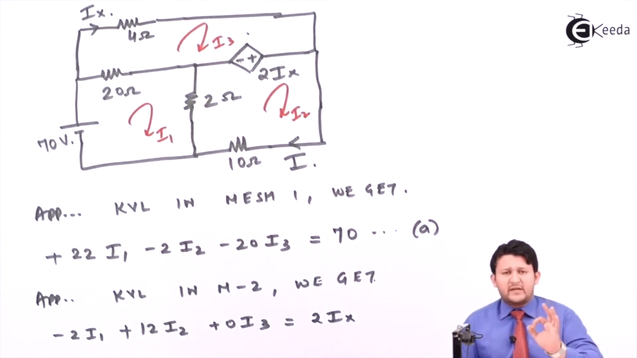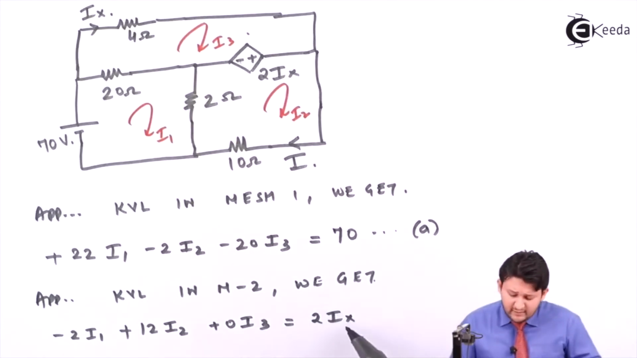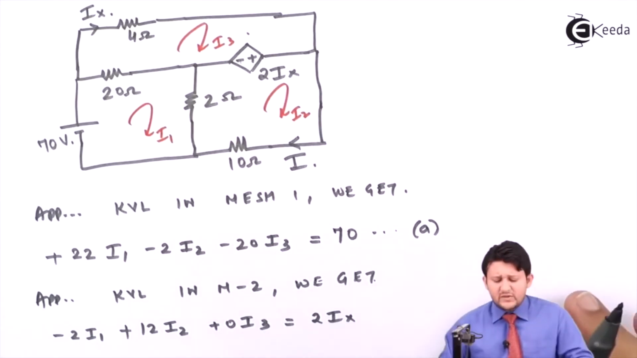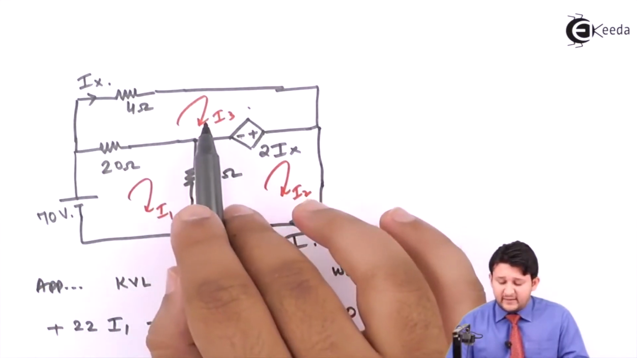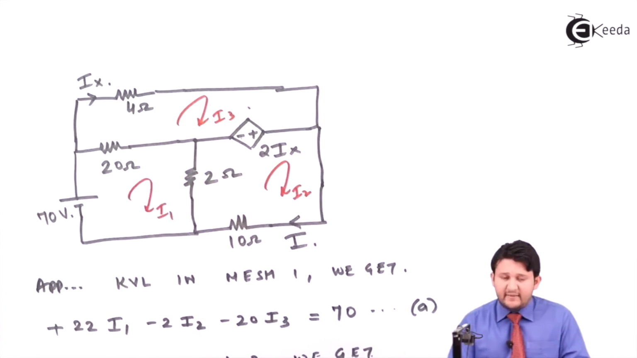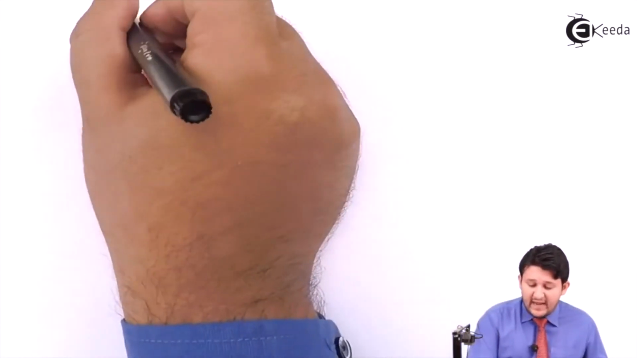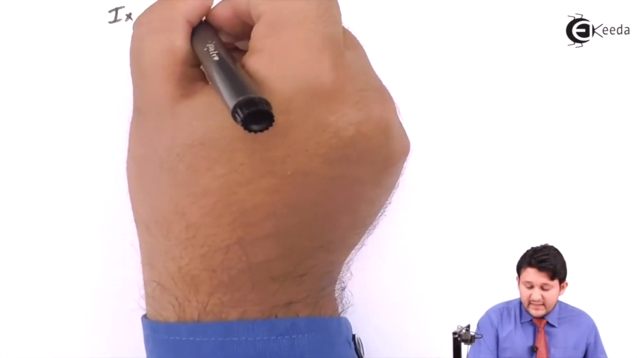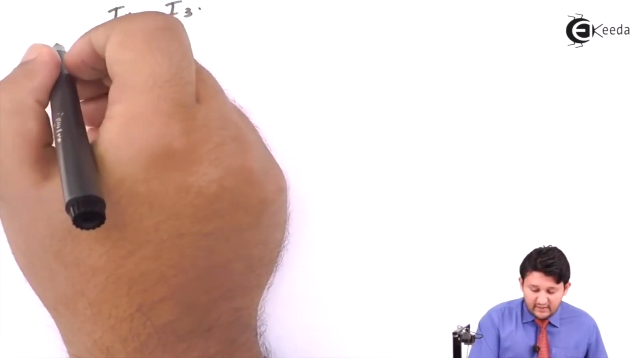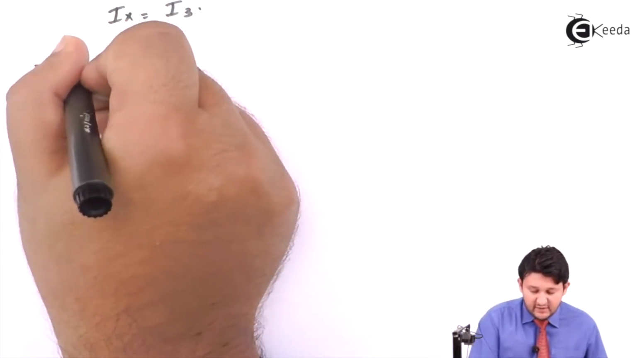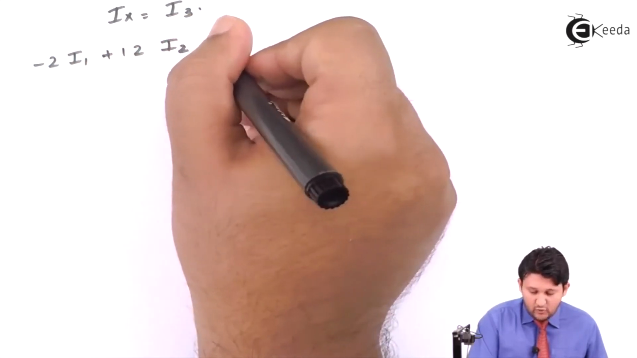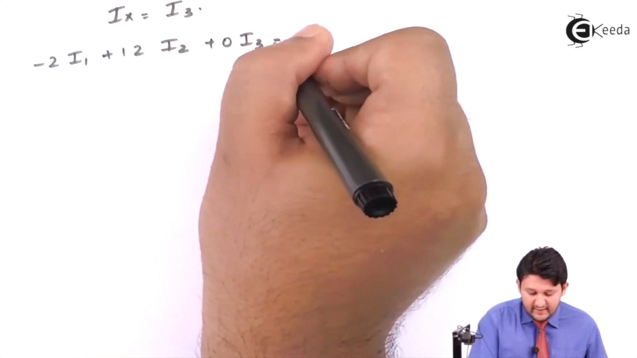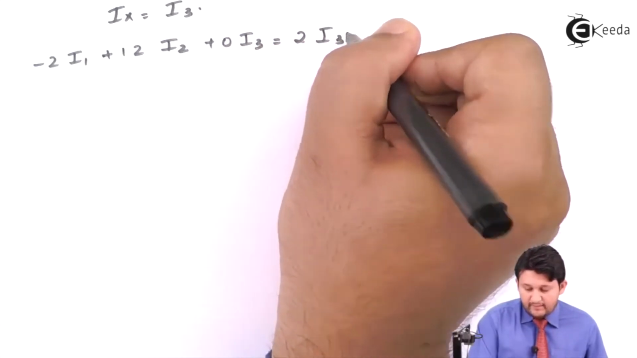Everything in the equation should be in terms of unknowns, right? So what extra term are you getting? Ix. So let's remove it. If you observe keenly, your Ix and I3 are in the same direction. So you can mention Ix is equal to I3. So put the expression of Ix in the previous equation. So you get minus 2 I1 plus 12 I2 plus 0 I3 equal to 2 I3.